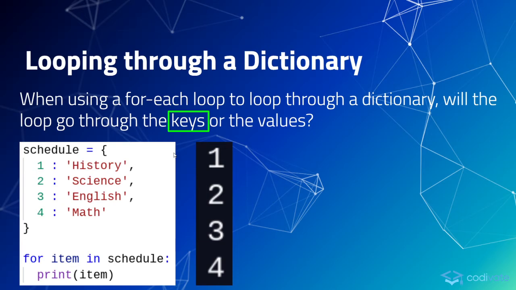If we wanted to print all of the values instead of all the keys, all we would have to do is use the same syntax, and inside the print statement, we have to use schedule, and then in square brackets, we would put item.